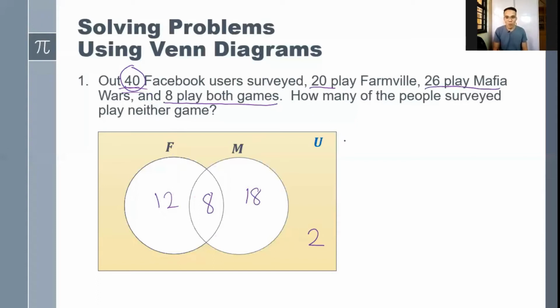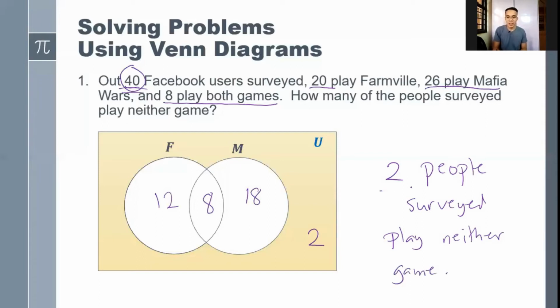Therefore, to answer the question of the problem, we can say that 2 people surveyed play neither game. So this is our answer. 2 people out of 40 people, 2 of them do not play Mafia Wars, do not play Farmville. Okay?